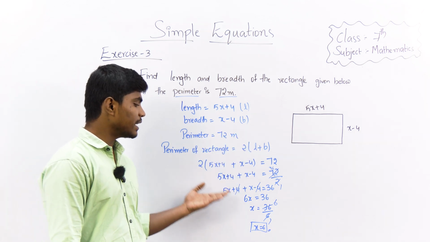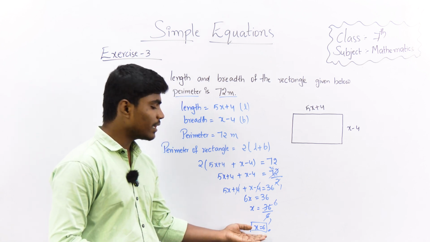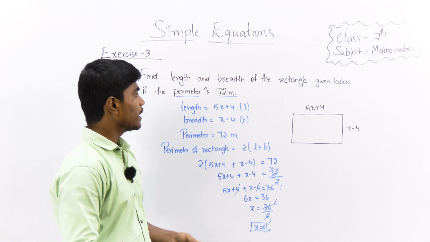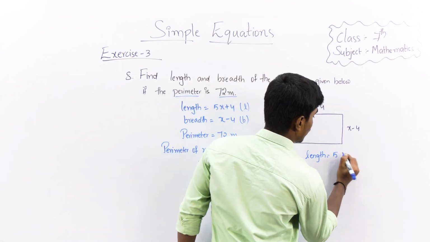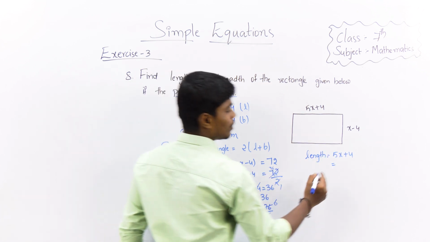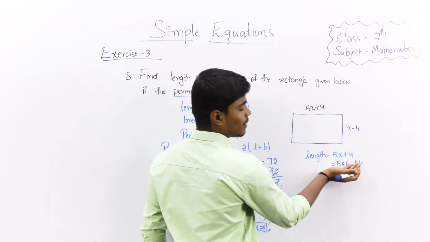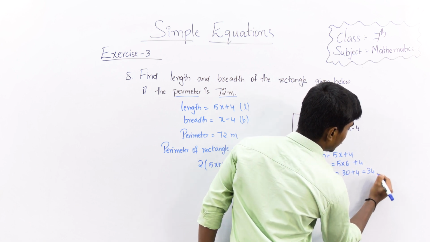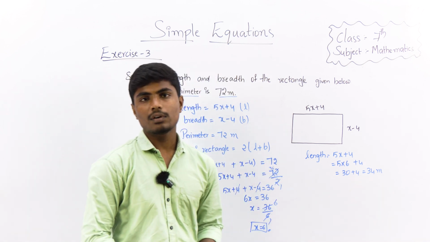By solving this equation, we got x is equal to 6. But he did not ask us for the value of x. He asked us to find the length and breadth. So what is the length? Length is equal to 5x plus 4. What is x here? x is 6. So 5 into 6 plus 4. 5 sixes are 30, so 30 plus 4 is equal to 34 meters. Length is 34 meters.